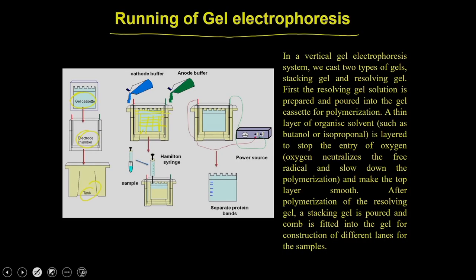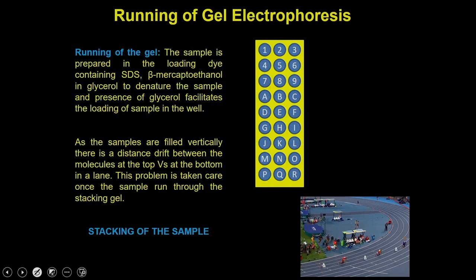And then when you cast the resolving gel, you put a layer of organic solvent on top so that it helps in the polymerization of the acrylamide. The running of the gel.